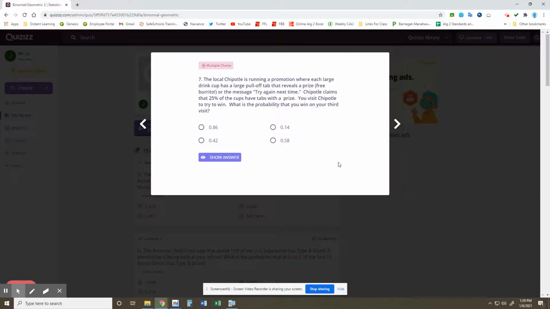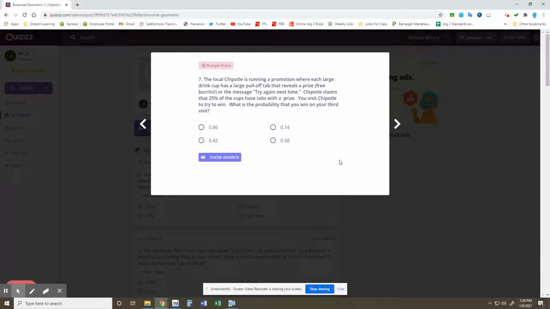Number 7. The local Chipotle is running a promotion where each large drink cup has a large pull-off tab that reveals a prize, free burrito, or the message, try again next time, wah wah. Chipotle claims that 25% of the cups have tabs with a prize. You visit Chipotle to try to win. What is the probability that you win on your third visit?